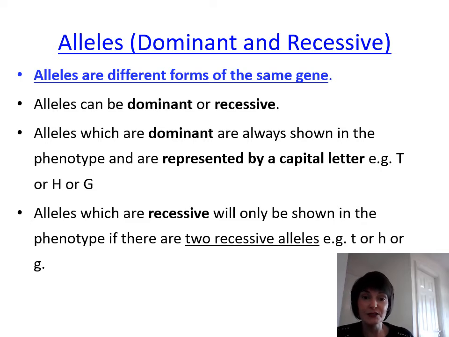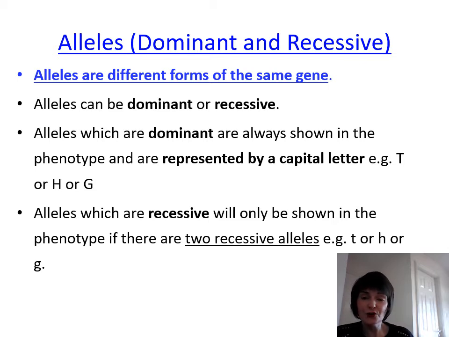Alleles can be what we would class as dominant, but alleles can also be recessive. So alleles which are dominant are always shown in the phenotype, so they always physically appear. And when we write the genotype, if an allele is dominant, it is always represented by a capital letter. So things like big T, big H, or big G.